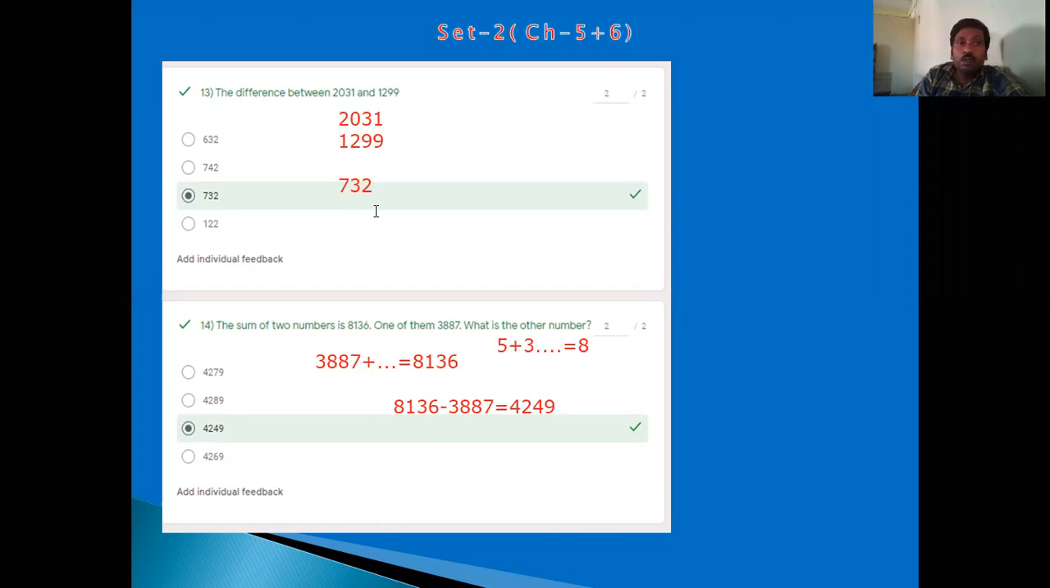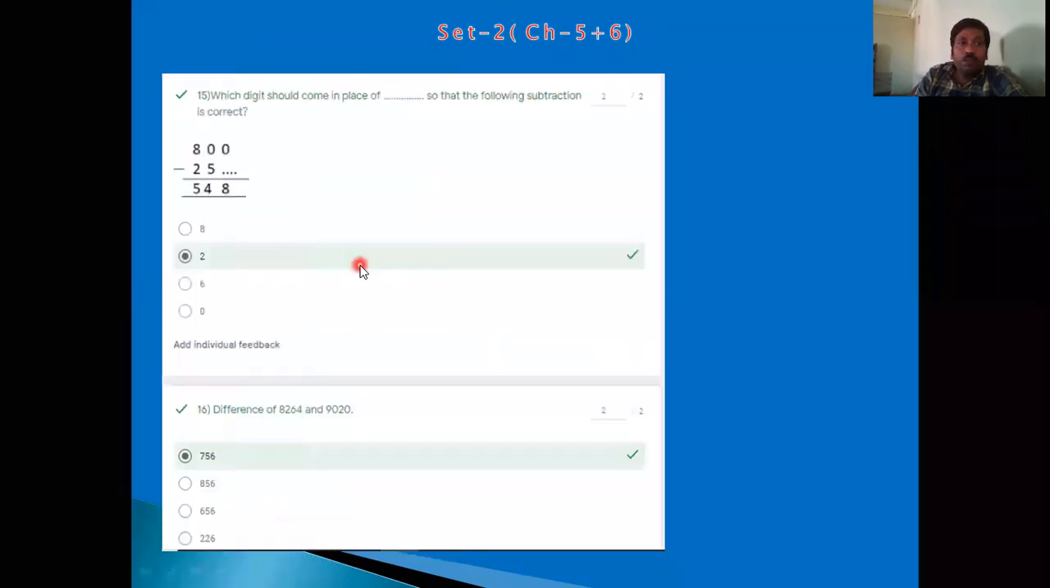Okay. Now let us see the next question. Question number 15 is here: which digit should come in the place? Here is 0-8, 0. Which number comes here? 2. 10 minus 2 is equal to 8. And now here is the 9. 9 minus 5 is equal to 4. And 7 minus 2 is equal to 5. The answer will be 2.